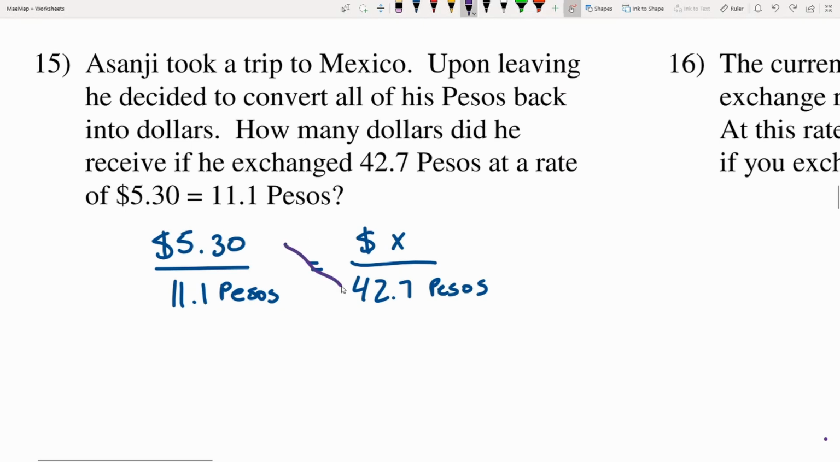So we're going to do $5.30 times 42.7 pesos. So if we do $5.30, and feel free to pull out a calculator for this, and you multiply 5.30 by 42.7, you're going to wind up with 226.31.